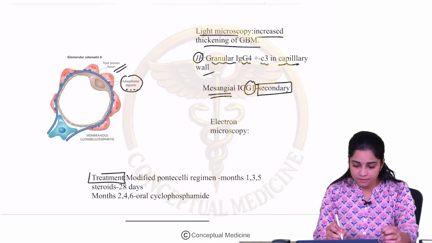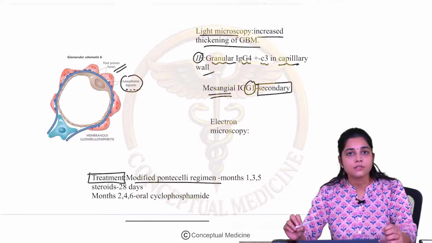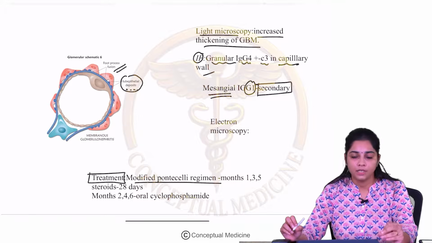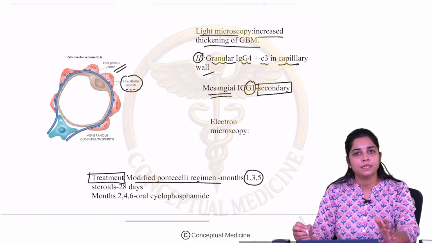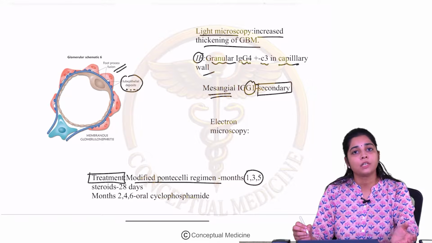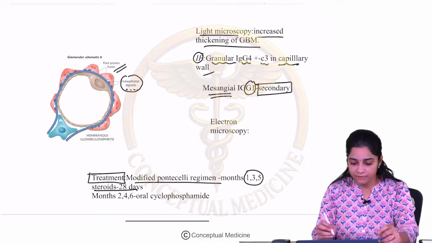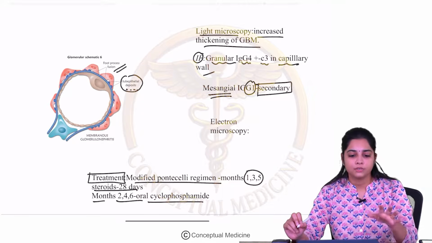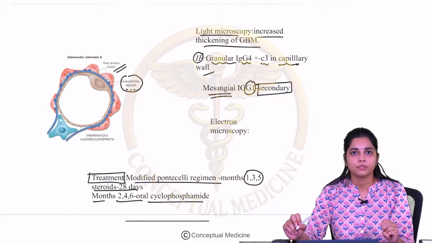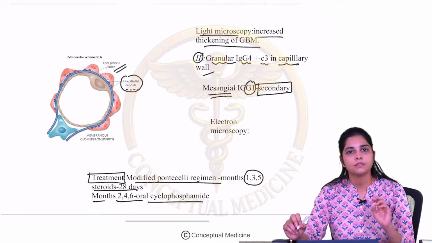So, what is the treatment of membranous nephropathy? Treatment includes a regimen which is called your modified Ponticelli regimen. In this regimen, in months 1, 3 and 5, you give steroids, and in the other months you give cyclophosphamide. So, we give alternating steroids and cyclophosphamide. Steroids are given for 28 days every month in months 1, 3 and 5, and in months 2, 4 and 6 you give oral cyclophosphamide. So, this is about your membranous nephropathy. With this we have understood what are the different types of nephrotic syndrome.